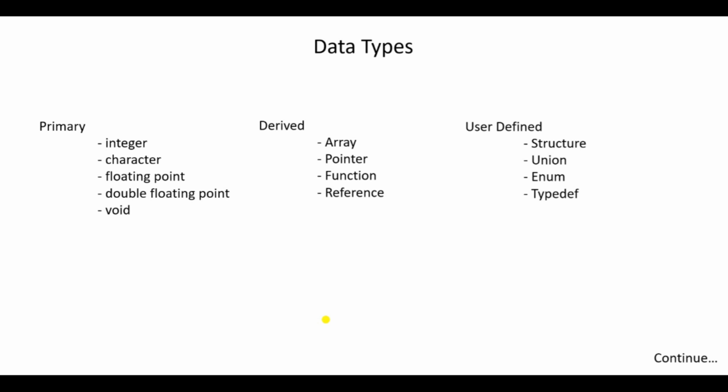It's like integer, character, floating point, double floating point, and void. Integer is to store integer values, character to store characters, floating point to store decimal values, and double floating point is to store a long range of float values. Void is a special category. It is a generic type.